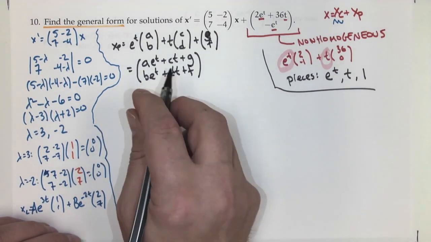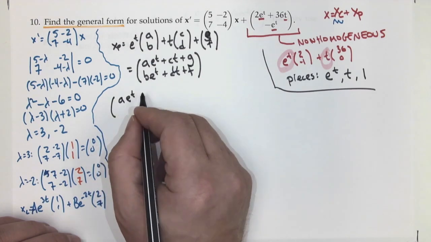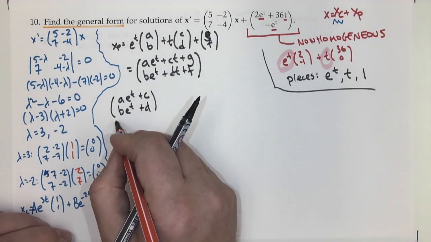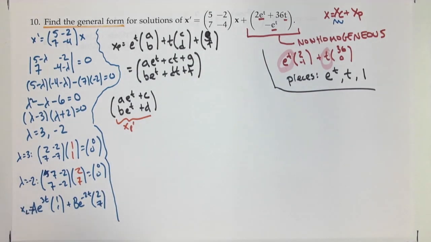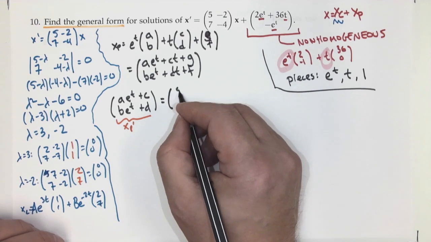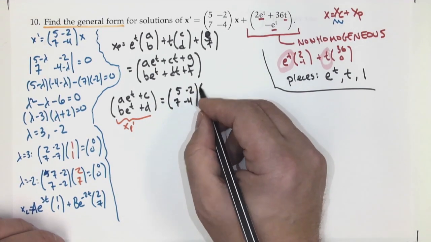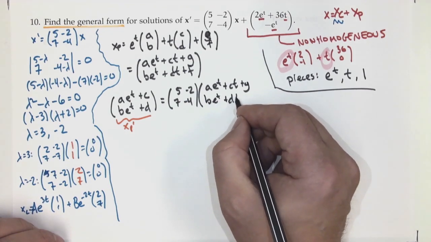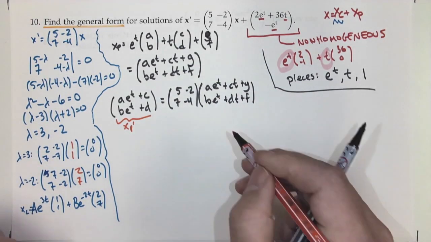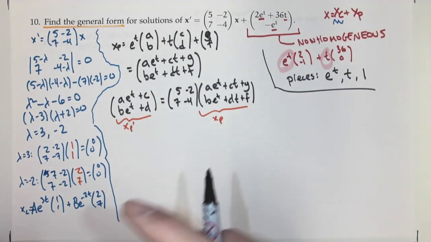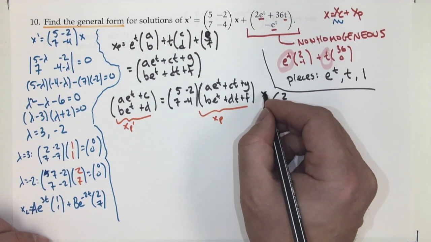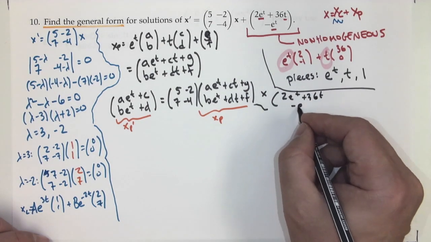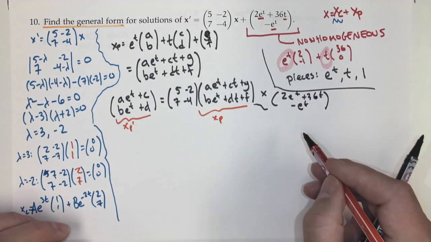Okay, so take the derivative. That's A e to the t plus c, b e to the t plus d. So this, to be clear, is xp prime. That has to be equal to the matrix 5, minus 2, 7, minus 4, times a e to the t plus c t plus g, b e to the t plus d t plus f. And that is our xp, plus, it's a sideways plus, 2 e to the t plus 36t, minus e to the t. Okay, so this is our non-homogeneous part.